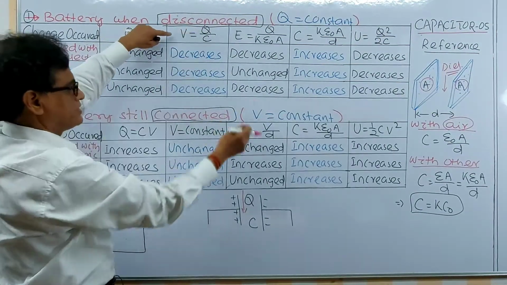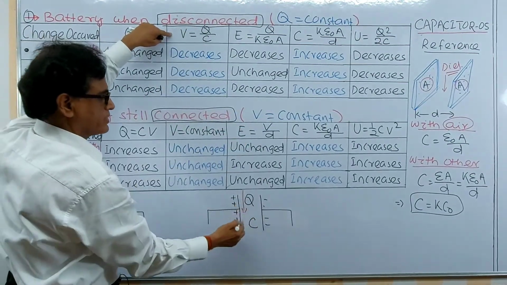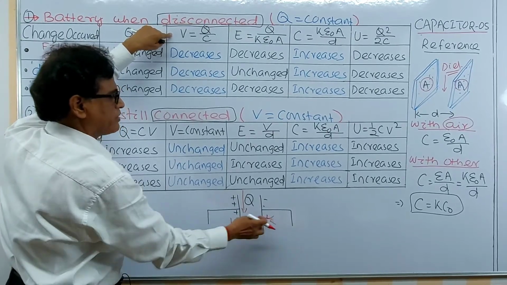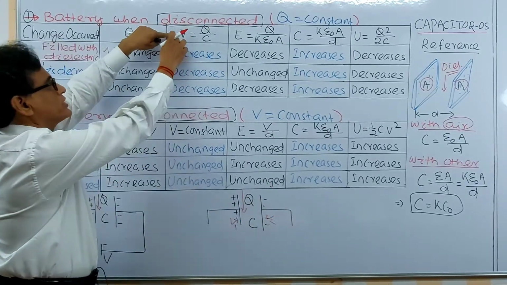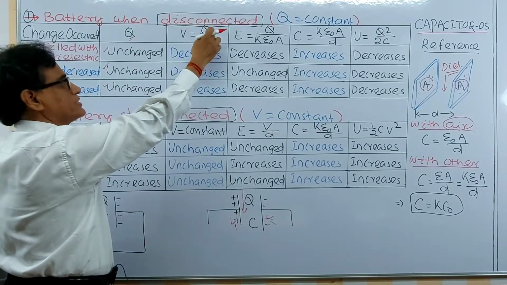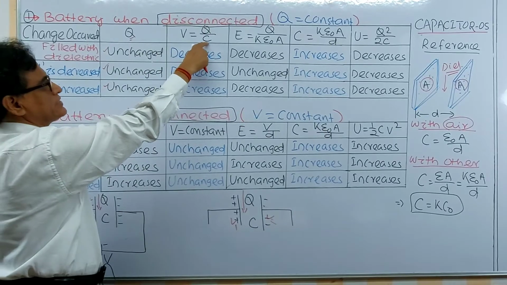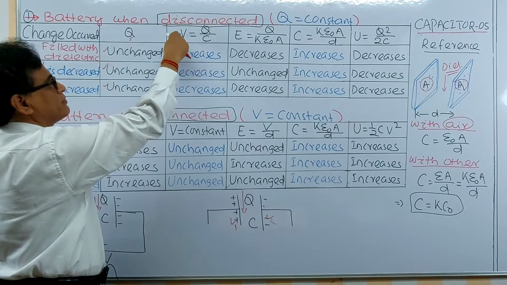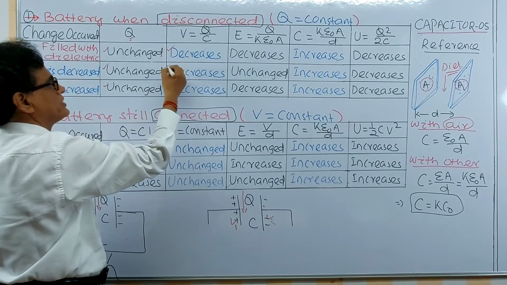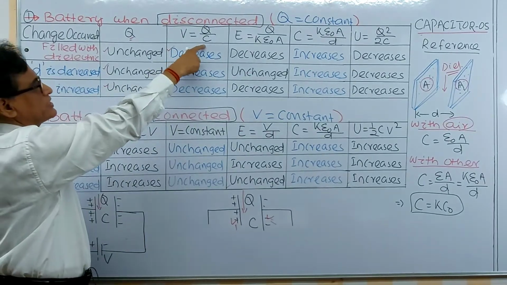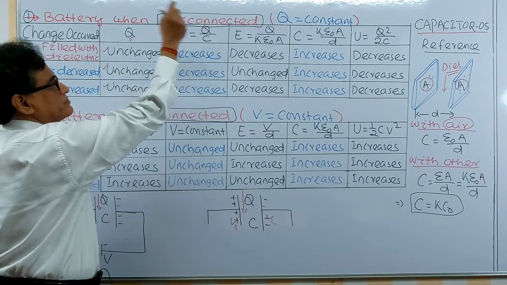Second, the voltage, the potential difference V1 minus V2. Potential difference V is given by the formula Q by C, since Q is equal to CV. So capacitance in all 3 cases increases, so V decreases, V decreases, V decreases, because in these 3 cases capacitance increases and Q remains constant.